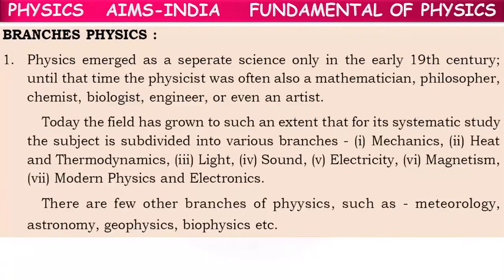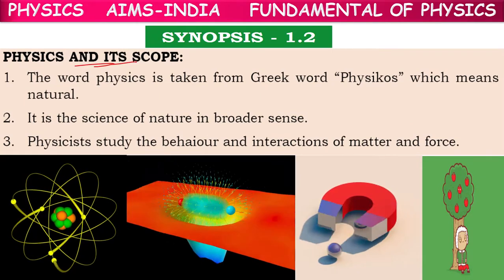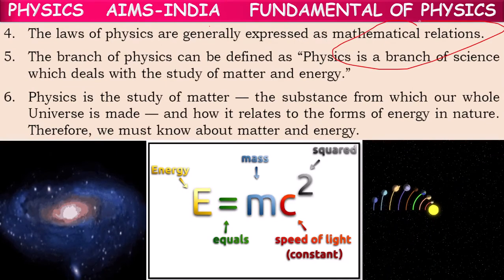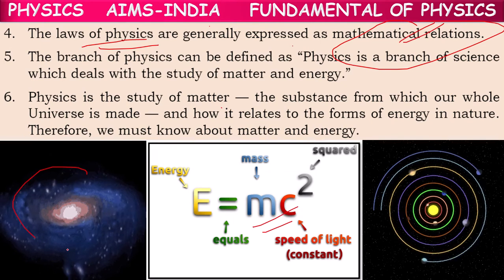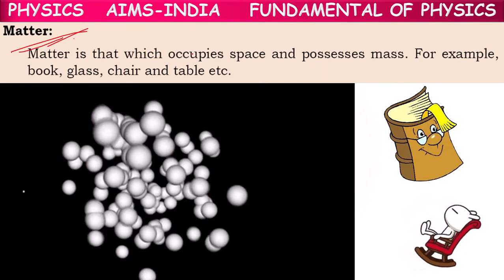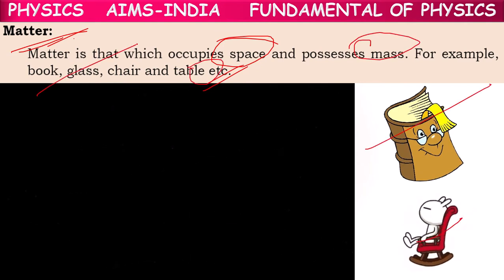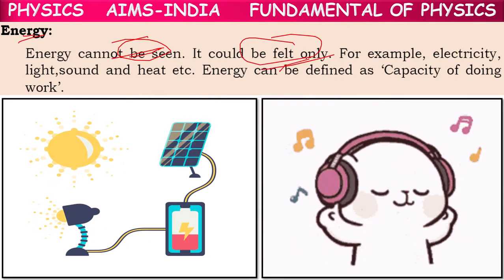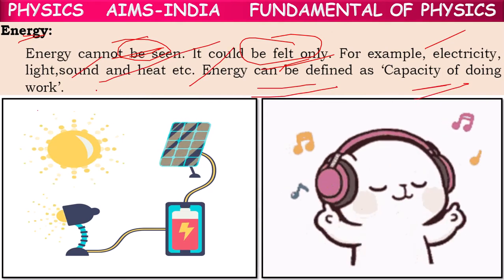Okay, children, what have we learned today? We learned about physics and its scope. Physics means we study about matter and force. Laws of physics are related by mathematical relations. It studies about the universe. It studies about energy. Matter means anything which occupies space and possesses mass, like book, chair, table, glass. Energy means which cannot be seen, which can only be felt: electricity, light, sound, heat. Energy can be defined as the capacity of doing work.